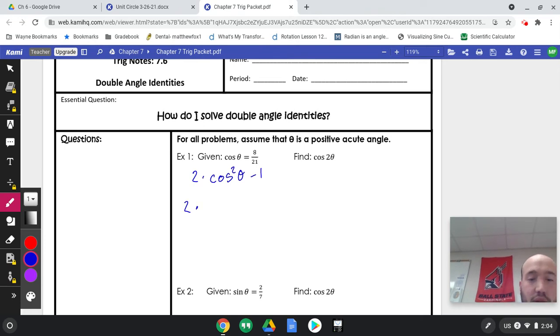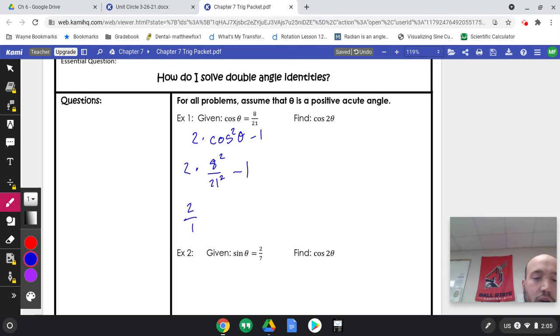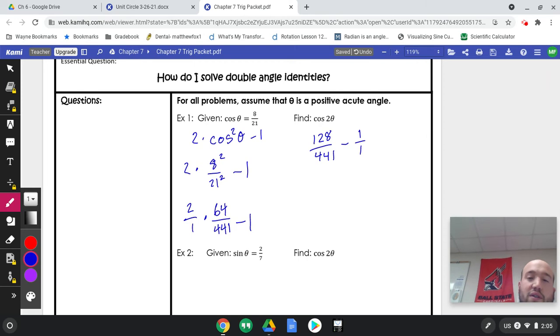So 2 times 8 over 21, and both of those will be squared, minus 1. Now, if we think about this, 2 is the same as 2 over 1. 8 squared is 64. 21 squared is 441. If you don't have that memorized, that is fine. Then we multiply the fraction, 2 times 64, 1 times 441. So that'd be 128 over 441 minus 1 over 1. Now 1 over 1 we can convert to 441 over 441, so we have the same denominator. And now 128 minus 441 will give us negative 313 over 441. And we are done.